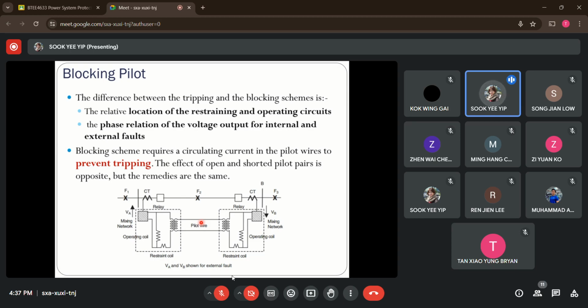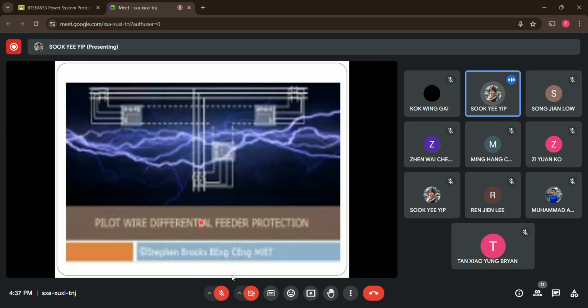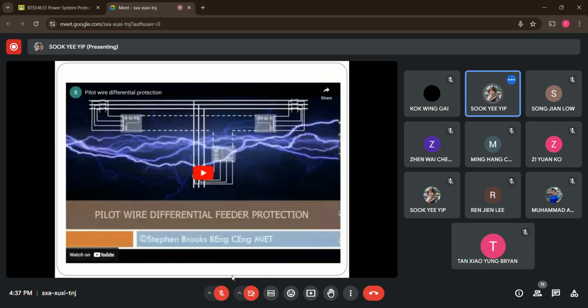Okay, so now let's watch a video. I hope that this video can give you a better understanding of how this protection scheme works. So let me change my screen.